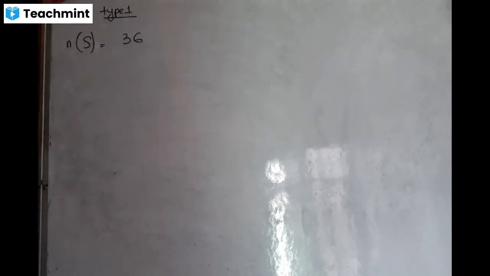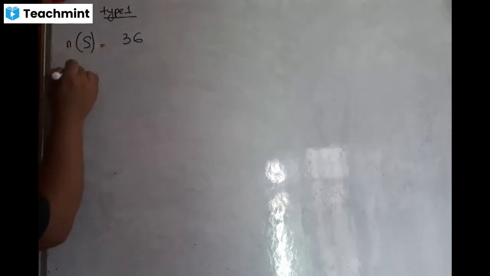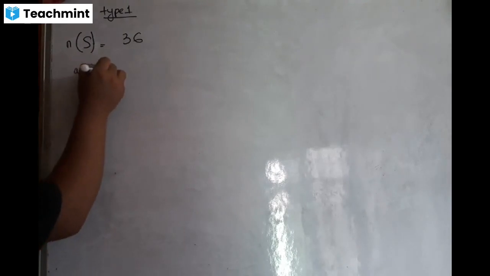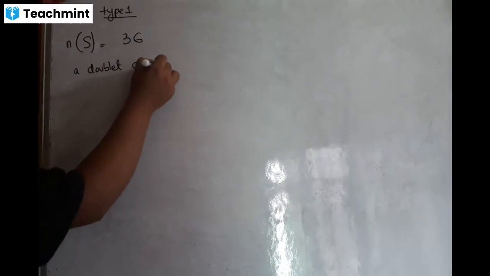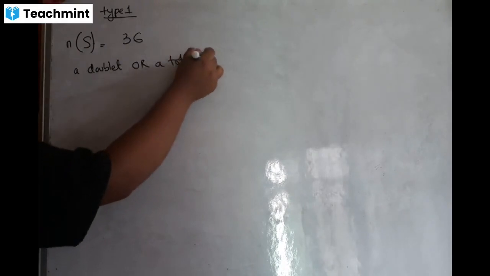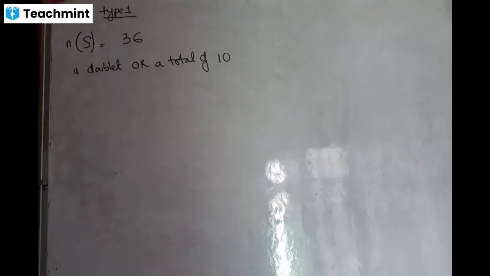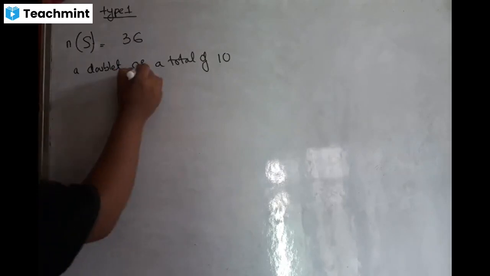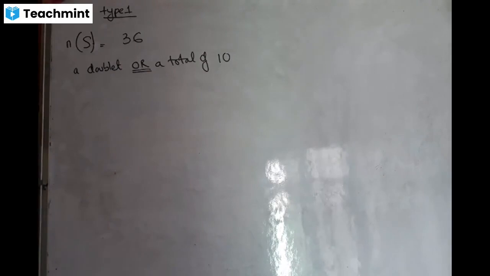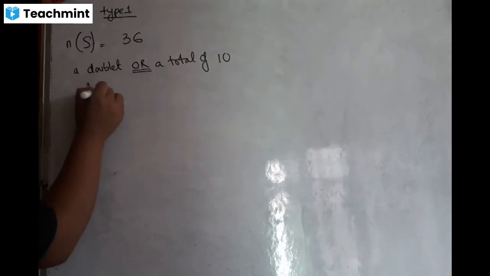Now, listen. Find the probability that either a doublet or a total of 10 appears on the dice. So I have to find the probability of this. As you can clearly see, this is similar to the question which we have already done. Now it will make sense, everyone. So there are two events. One is a doublet and one is a total of 10. Got it? So let A be the event a doublet.